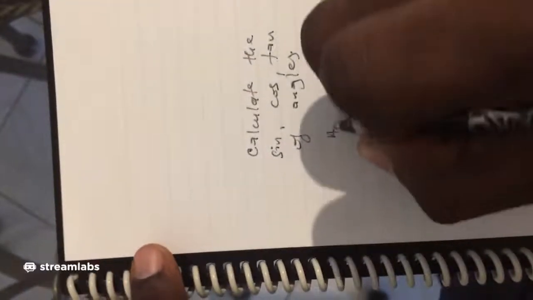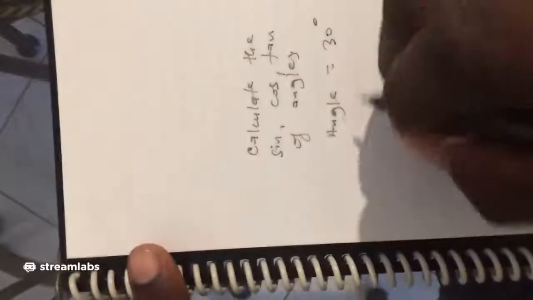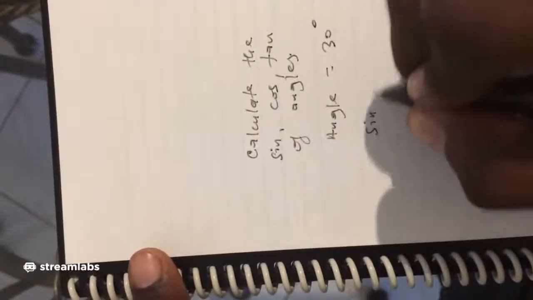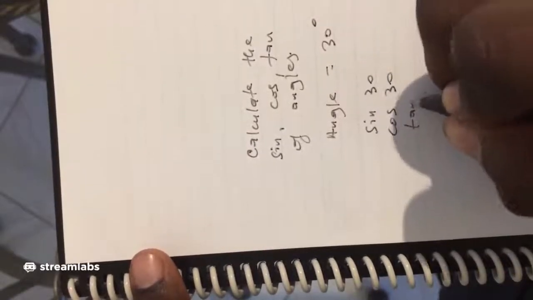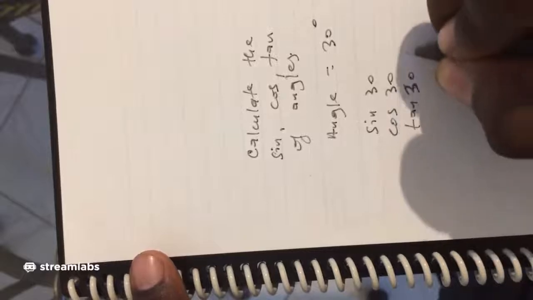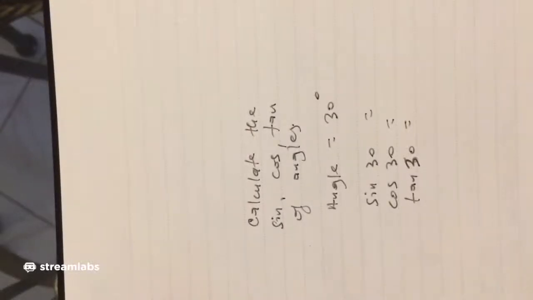We're going to say the angle is equal to 30 degrees. So I want you to calculate sine of 30, cosine of 30, and tan of 30. Alright, so what's sine of 30? Guys, what's sine of 30?